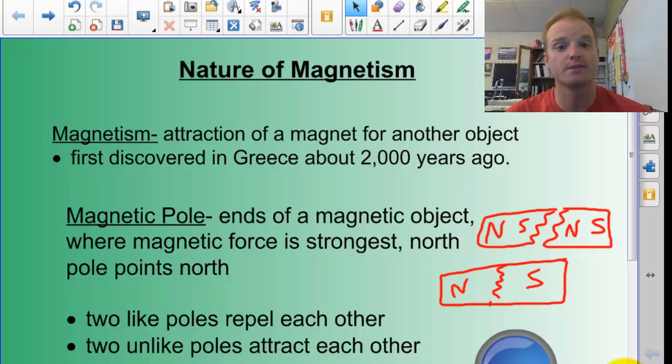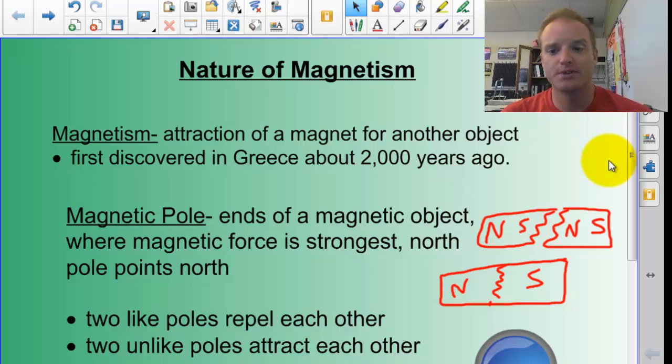Remember in the first video we talked about where magnetism comes from, down to that atomic level inside the atom, what causes magnetism. Now I want to talk more about the rules of magnetism, as far as how we understand how magnetism works on Earth. So more the nature of magnetism. Magnetism is the attraction of a magnet for another object.